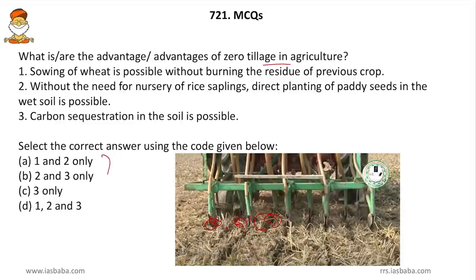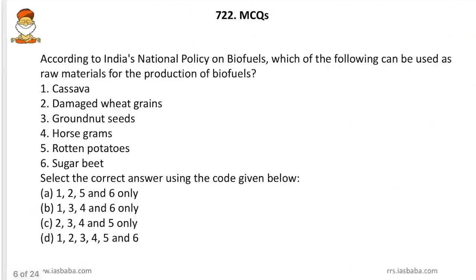So friends, here look into the options. There is no option for 1 and 3 only. So straight away you have to hit 1, 2 and 3. That is all the three as the answer. Then come to the next one.